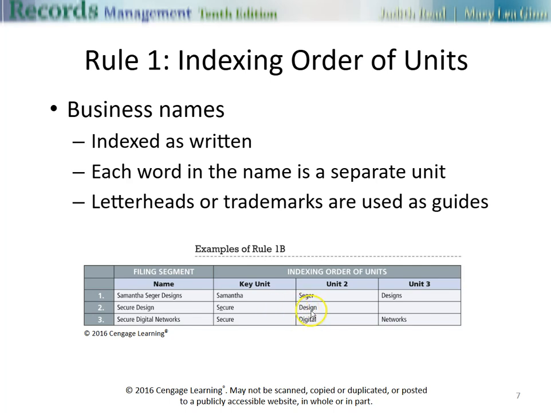And then if you take a look at numbers 2 and 3, where we both have Secure as our key units, we would then look at unit 2. Although they both begin with a D, we look at the second letter. And that's why here the I is briefly underlined. So the DE in Design is filed before the DI in Digital.